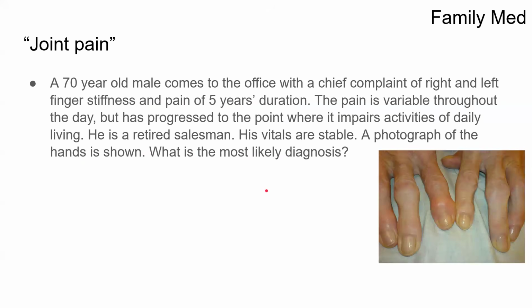Okay. Here's another vignette, and here's a picture. 70-year-old male comes to the office. Again, they have right and left finger stiffness and pain. The pain is variable throughout the day, but it's progressed to the point where it impairs activities of daily living. He's a retired salesman. And then here is a photograph of the hands. So you have some enlarged joints here on both sides. What is the most likely diagnosis in this case?